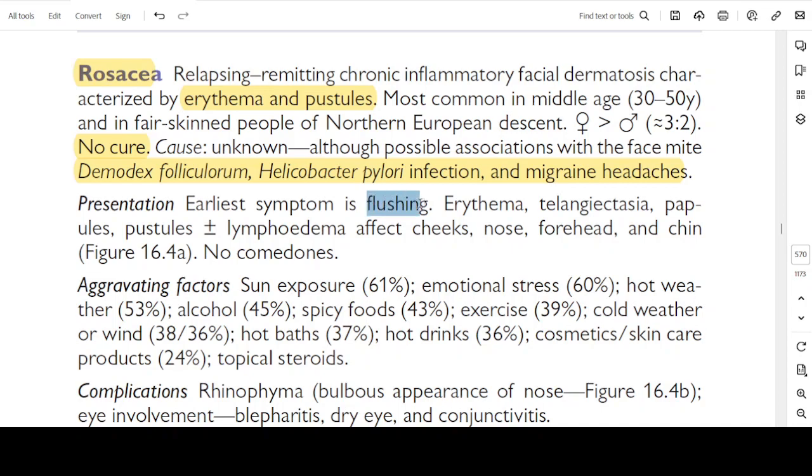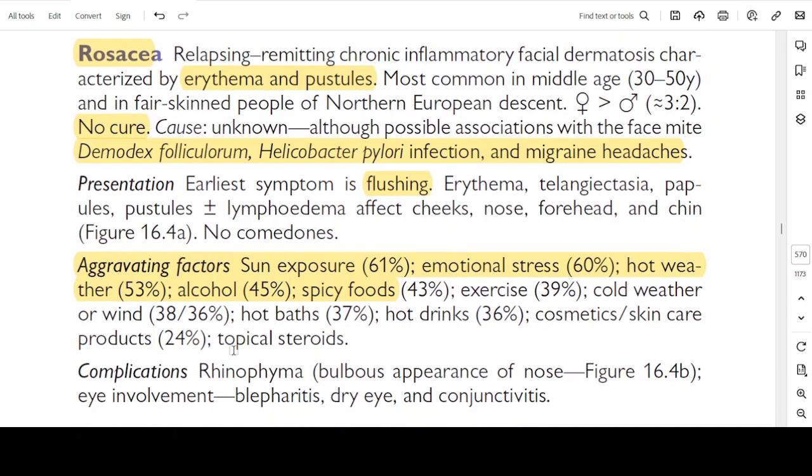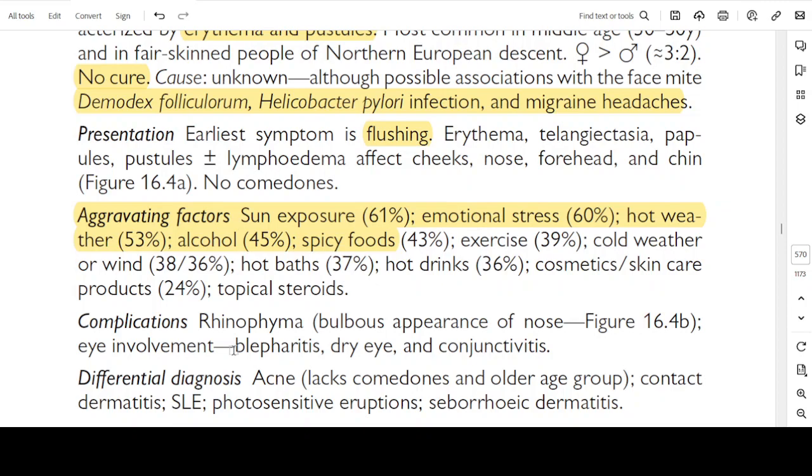Presentation. Earliest symptom is flushing. Erythema, telangiectasia, papules, pustules, lymphedema affect the cheeks, the nose, the forehead, the chin. No comedones are present. Aggravating factors: sun exposure. Rosacea is aggravated by sun exposure in 61% of cases. Emotional stress, hot weather, alcohol. Alcohol aggravates the symptoms of rosacea. Spicy foods, exercise, cold weather or wind, hot baths, hot drinks, cosmetics or skincare products, and topical steroids. These are the aggravating factors.